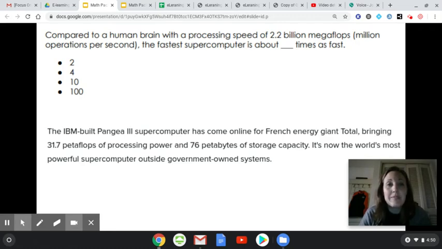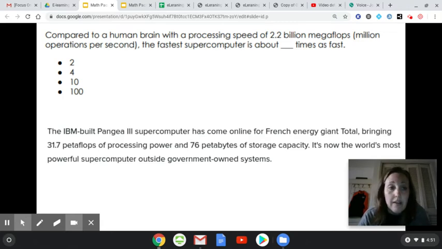This problem says, compared to a human brain with a processing speed of 2.2 billion megaflops, the fastest supercomputer is about blank times as fast. Processing speed is how fast we can calculate things, or the speed at which we can do things. They're trying to explain that a supercomputer is faster than our brain, but our brain is much more important than a computer, right?